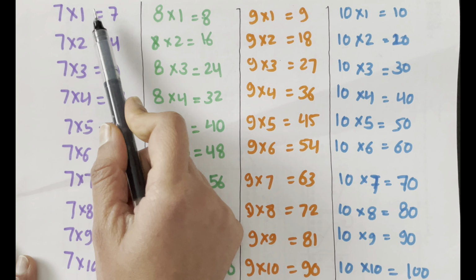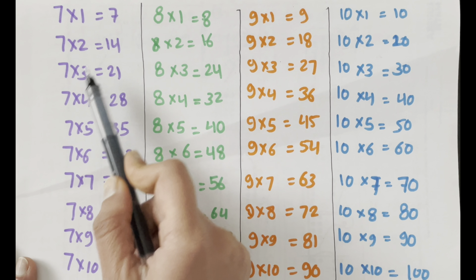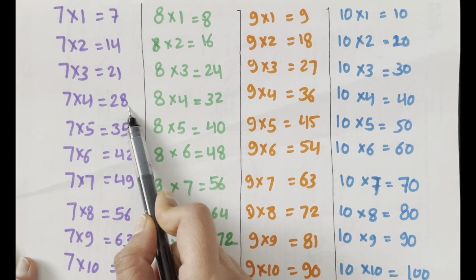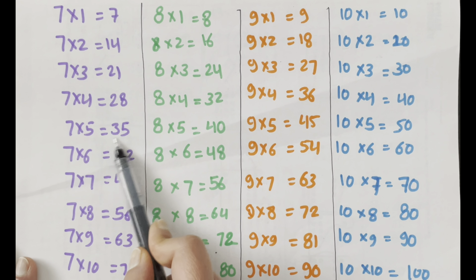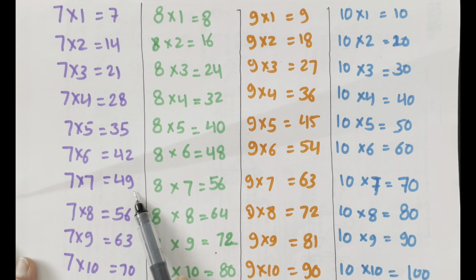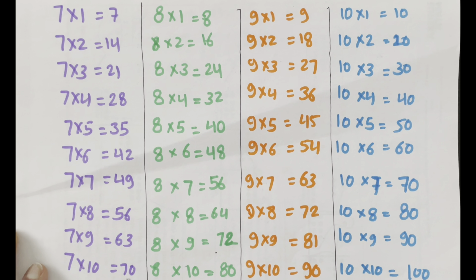Table of 7. 7 times 1 is 7, 7 times 2 is 14, 7 times 3 is 21, 7 times 4 is 28, 7 times 5 is 35, 7 times 6 is 42, 7 times 7 is 49, 7 times 8 is 56, 7 times 9 is 63, and 7 times 10 is 70.